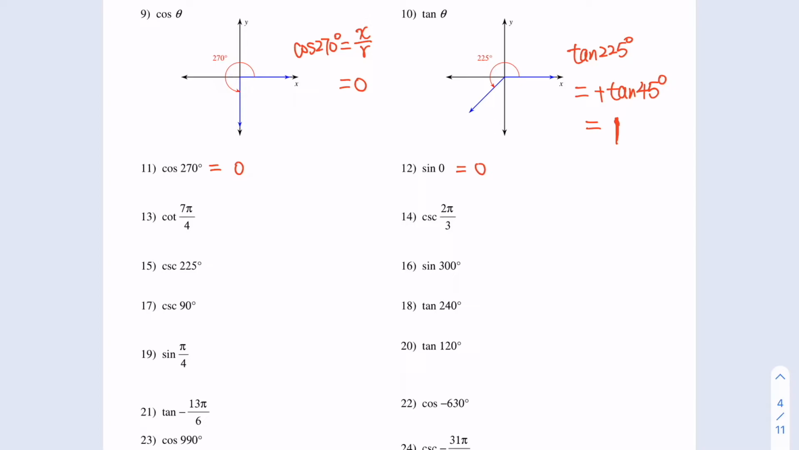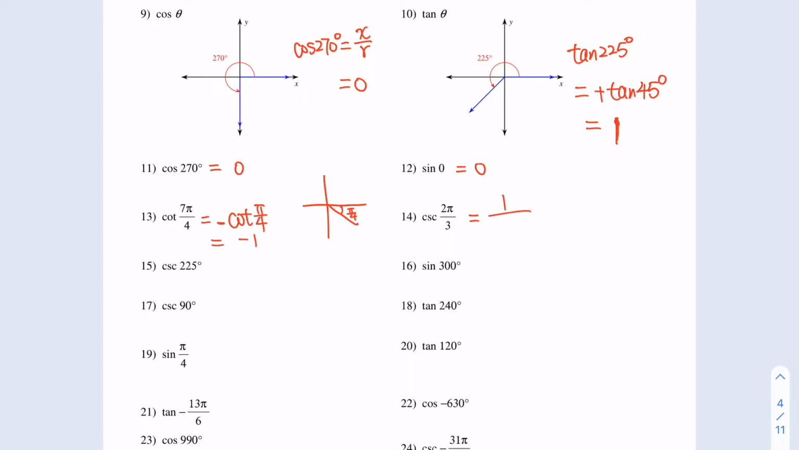Cotangent equals cosine over sine, or it's easier if you draw a picture. 7 pi over 4 is almost 2 pi. The reference angle is pi over 4, so it directly equals cotangent pi over 4. All students take calculus, so cotangent is negative. So negative 1.